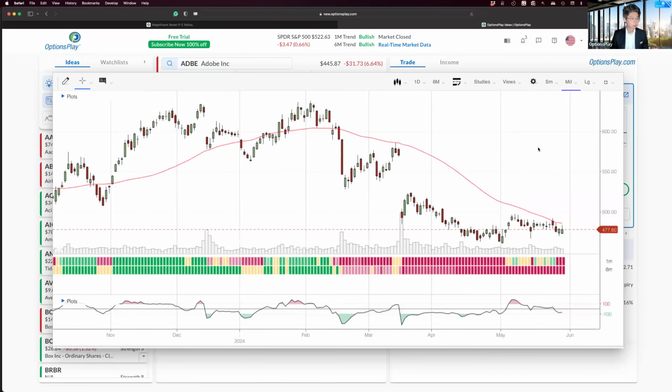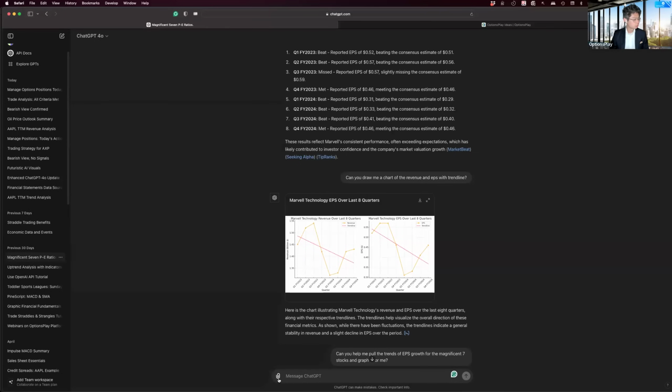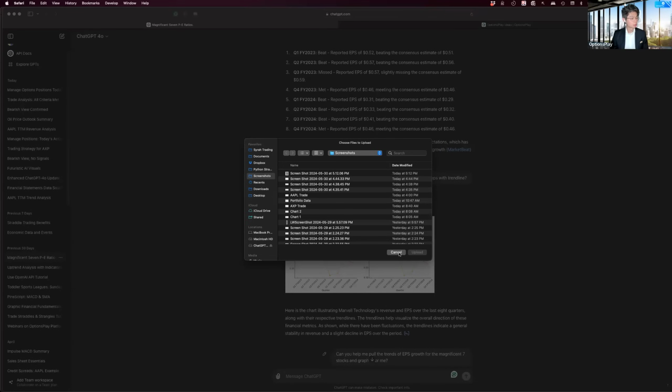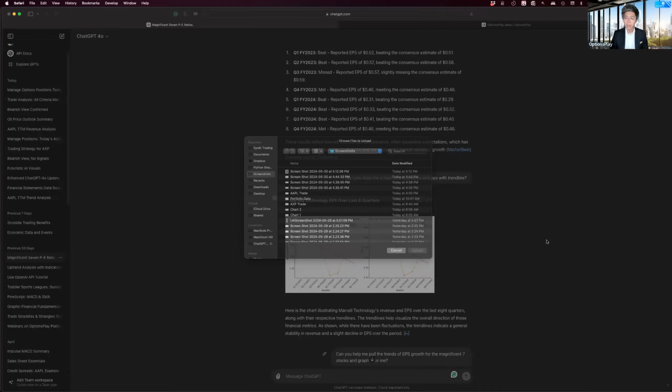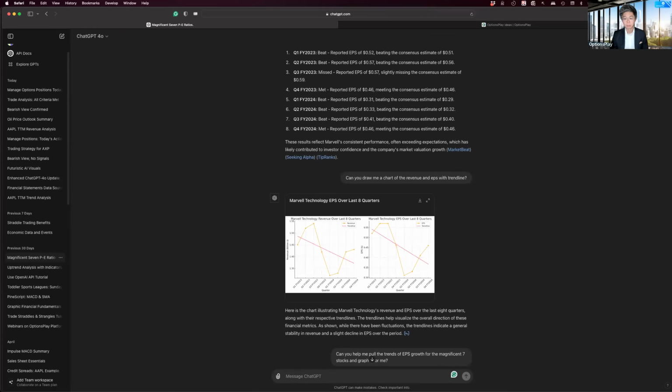So I do encourage those of you who are using it for technical analysis to take the screenshot. When you use ChatGPT, every single time you place a message, there's an attachment button next to it. You can click on that and upload the latest screenshot of the latest chart, and you can upload multiple charts as well.